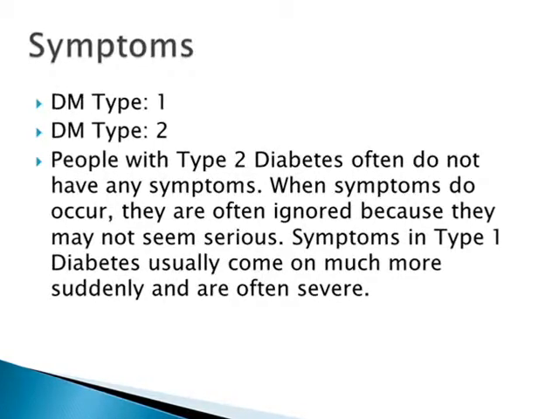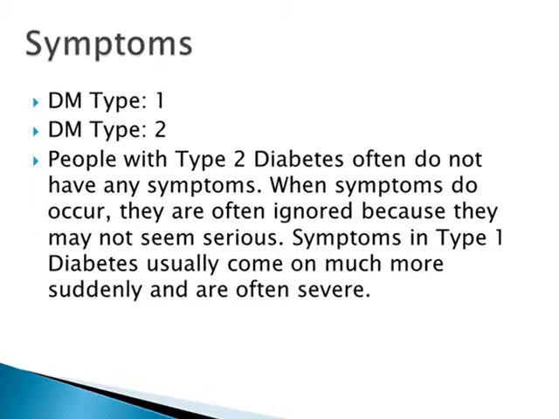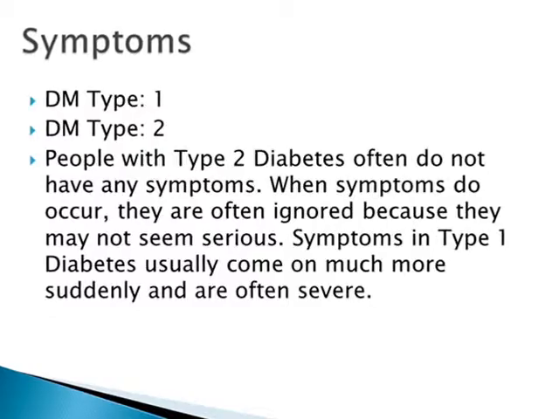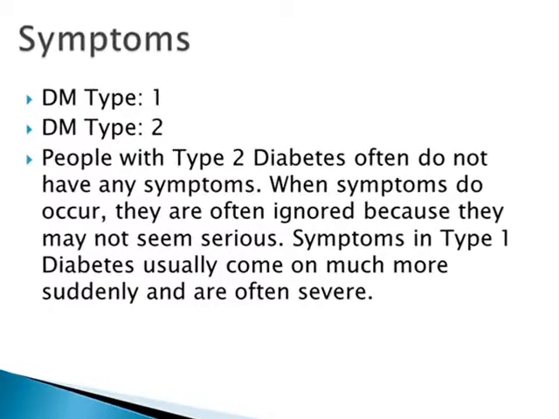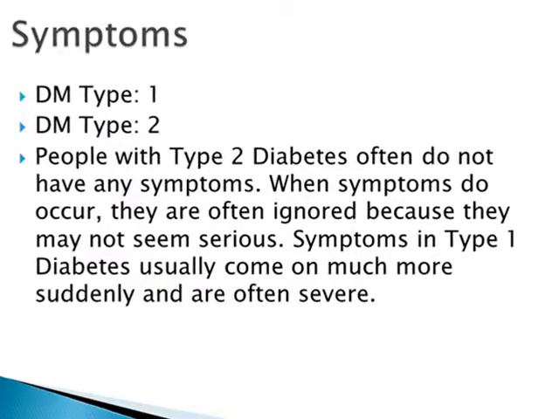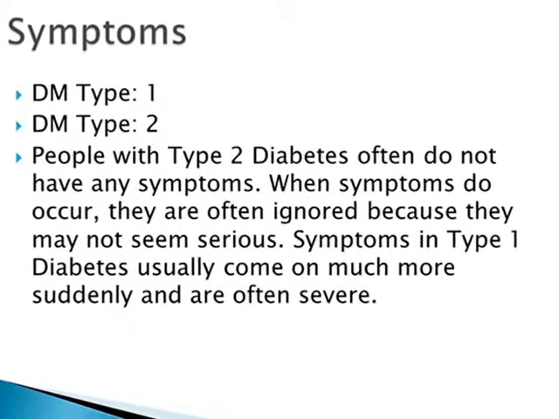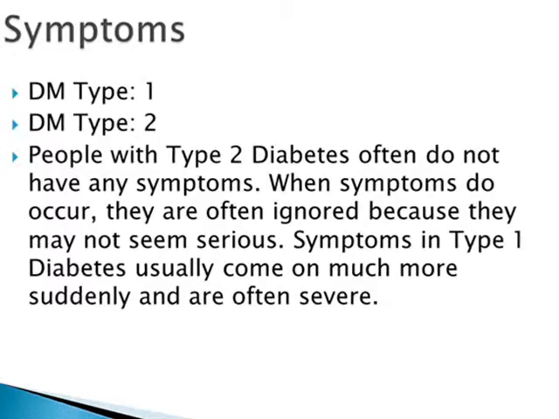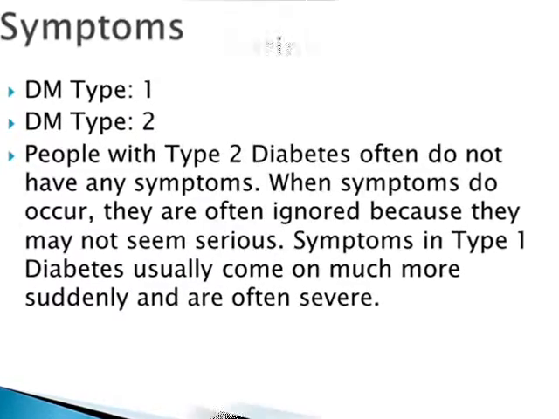Two types of diabetes that are most common: type 1 and type 2. People with type 2 often do not have any symptoms. When symptoms do occur, they are often ignored. Symptoms in type 1 usually come on much more subtly and are often severe.